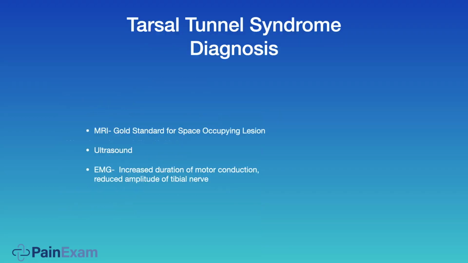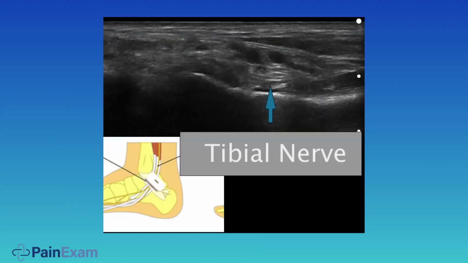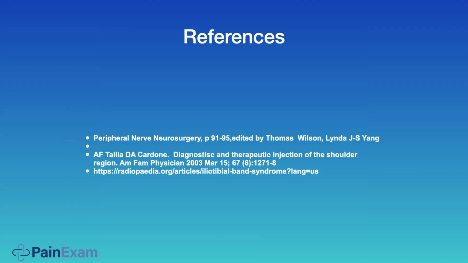When looking at the patient, for you pain docs out there, MRI will identify a space-occupying lesion. Usually the podiatrists take care of that. You can look under ultrasound for a neuroma. EMG could also help. NSAIDs, orthotics, physical therapy, and injections can help. Here's the nerve at the tarsal tunnel, the tibial artery above it, and the veins.